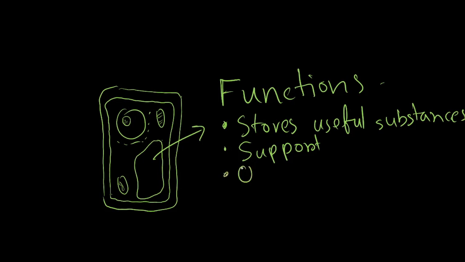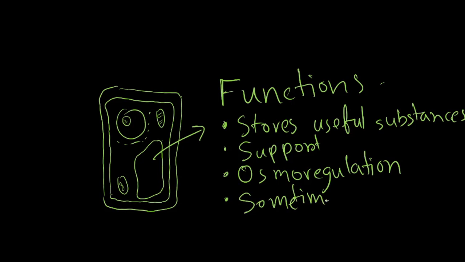And then the osmoregulation. What it means is the water balance, and then sometimes, not always again, sometimes pigments, like the colors in the petal of the plant or the flower.